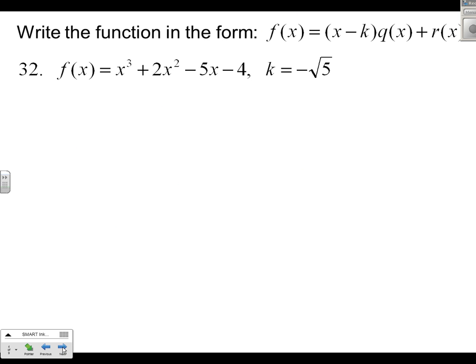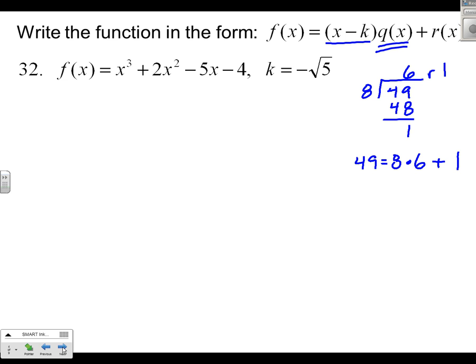Okay, write the function in the form. This is kind of a weird one. This goes back to my example. When I took 8 into 49, and I got 6, 48, we subtract those, remainder 1, I wrote that 49 could be written as equal to what we're dividing by, that was 8, times our quotient, 6 in this case, plus our remainder, 1. And that's what we're supposed to do here.